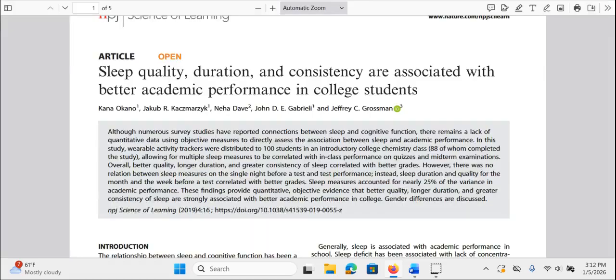So let's take a look at this article right here. I was pretending that I was researching the topic of how sleep habits can affect a college student's grades. So this article is called Sleep Quality, Duration, and Consistency Are Associated with Better Academic Performance in College Students. We can see here that the authors are listed right underneath the title. And you can also find this information in the article description when you are looking in the database of your choice. So notice that all of these authors have a little footnote next to their name.